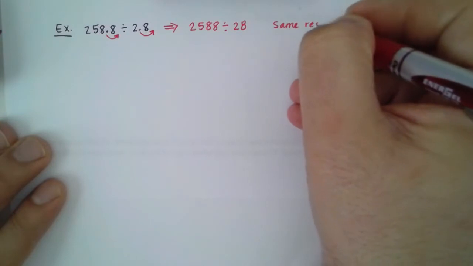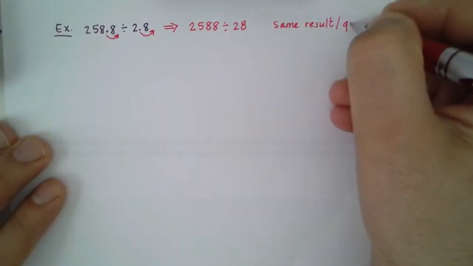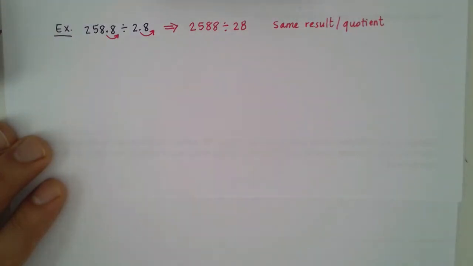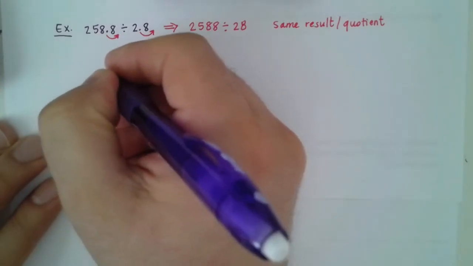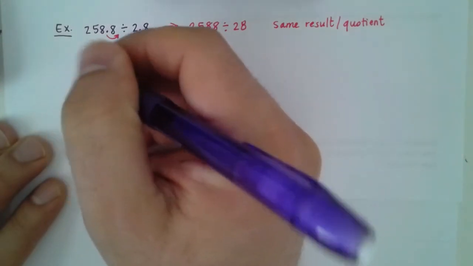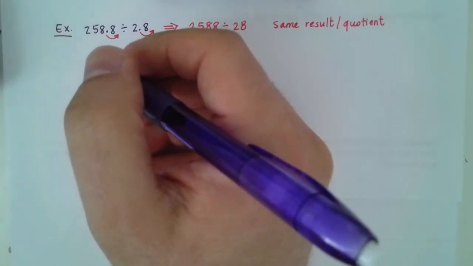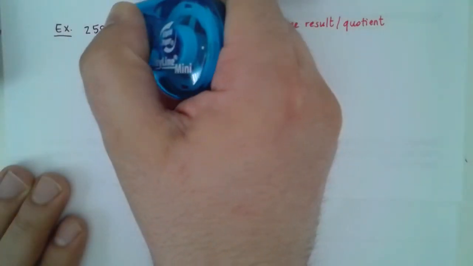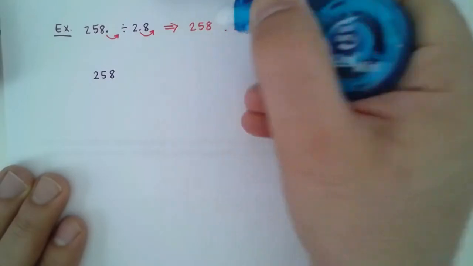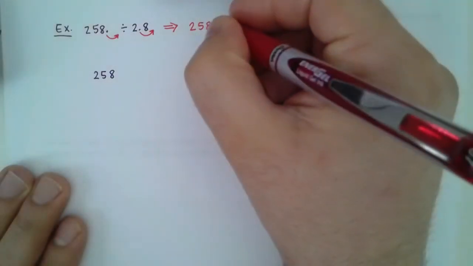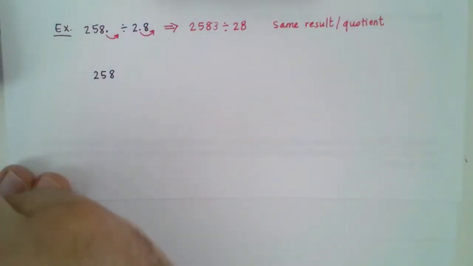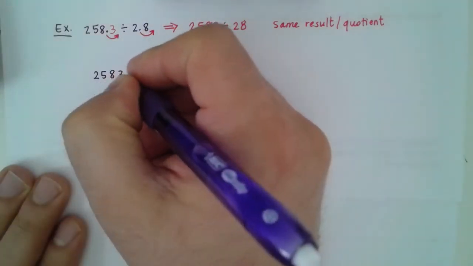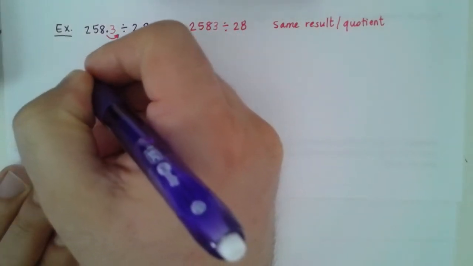They have the same result, the same quotient. So instead of doing the first one, you can do the second one. You can do this every time. Oh, I'm sorry. This last digit should be a 3. A mistake on that one, copied wrong. So that's the division: 2583 divided by 28.